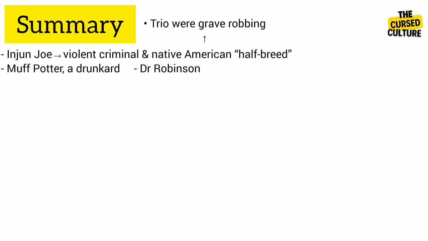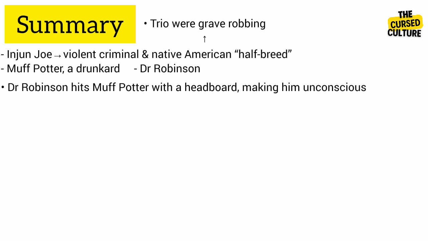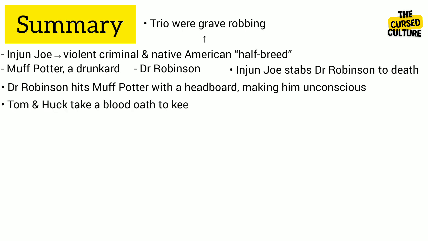A violent confrontation ensues, leading to Dr. Robinson hitting the drunk Muff Potter with a headboard and making him unconscious. Injun Joe stabs Dr. Robinson to death with a knife. Frightened, Tom and Huck take a blood oath to keep silent about the events. They are unaware that Joe plans to frame Muff for the murder by placing the knife in Potter's hands.